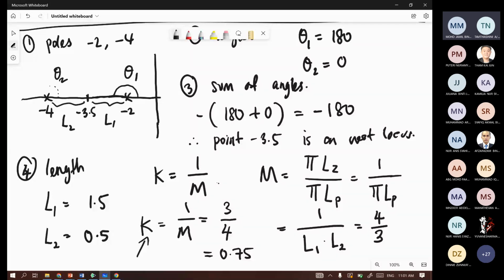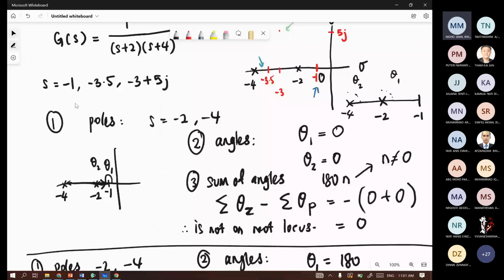So for example, in question number 1, because point -1 is not on the root locus, there is no gain K for this point on this root locus. Okay, so only points that are located on the root locus will have the gain K.